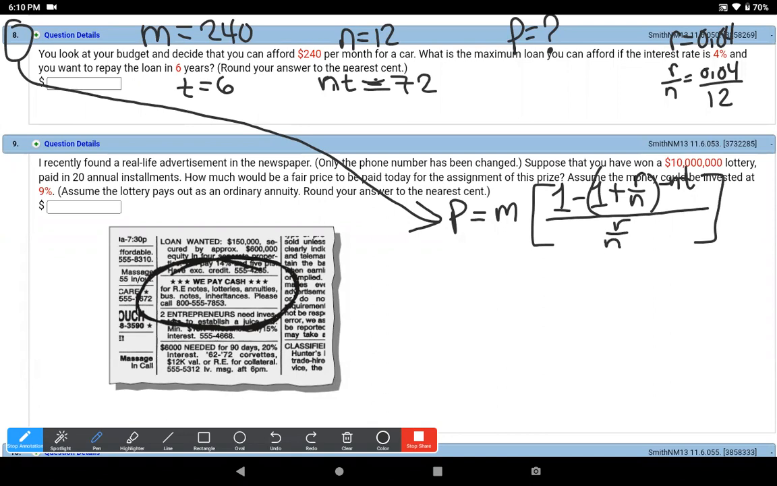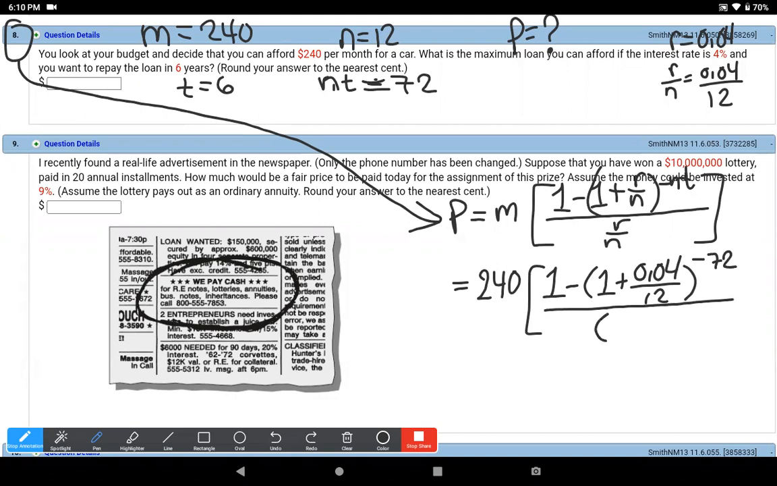So for us, this is 240 times 1 minus the quantity 1 plus 0.04 divided by 12 raised to the negative 72. That entire numerator is divided by 0.04 divided by 12. And that value will be the maximum loan that we can afford, right? Because this is the amount we can afford to pay for a car payment.